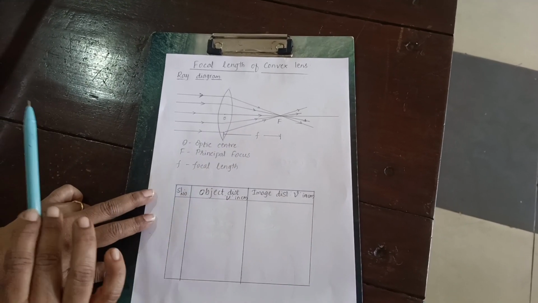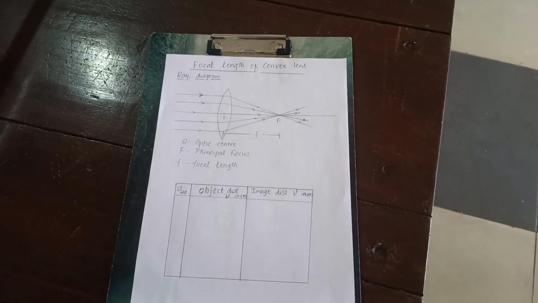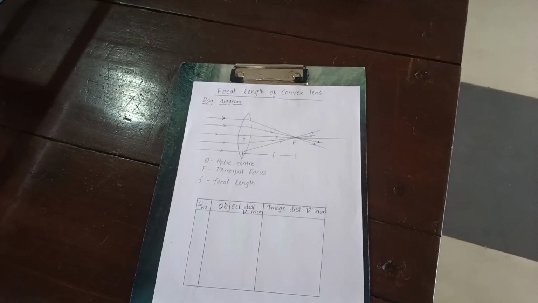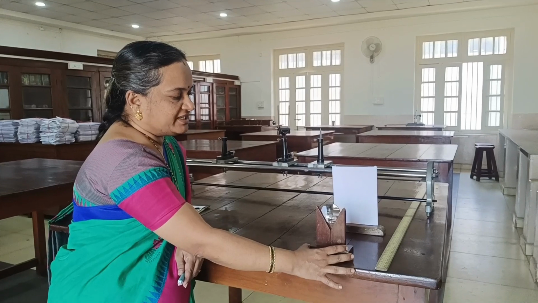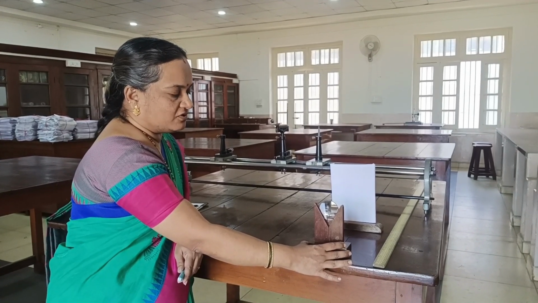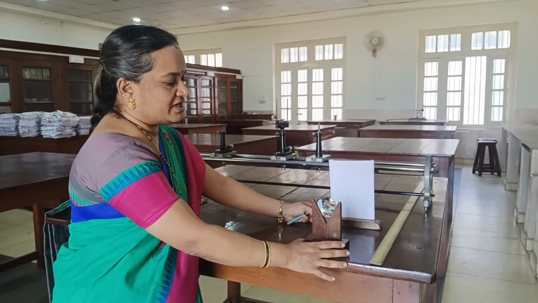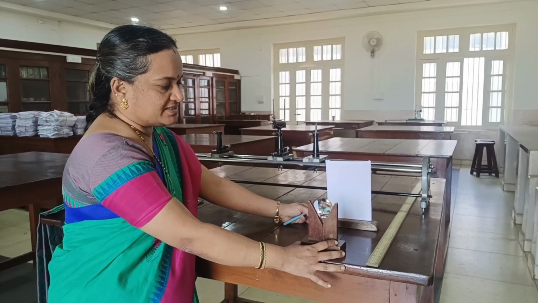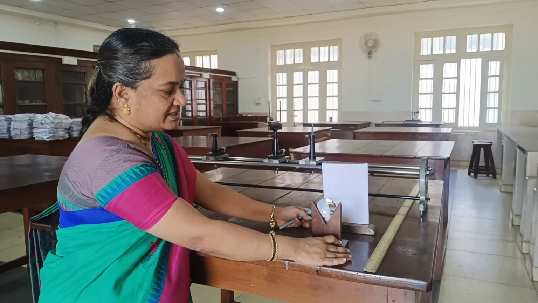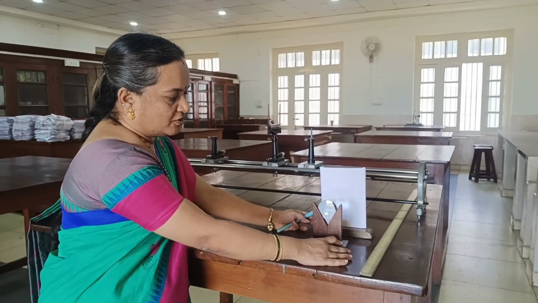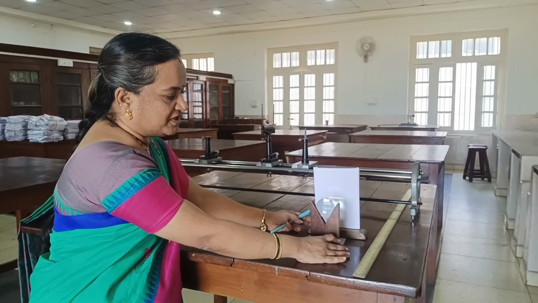Now, to start with the experiment, the object distance should be more than the focal length and less than 2 times the focal length. The first step is to find the approximate focal length of the given convex lens. For that, take any distant object. Here I am taking trees and buildings as my distant objects. I adjust the lens position where I get a clear image of the object. That distance I have to measure, and that becomes my approximate focal length.